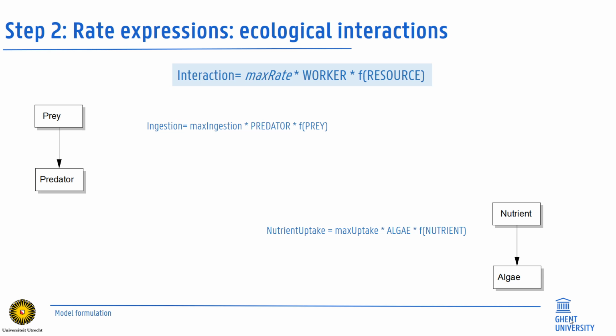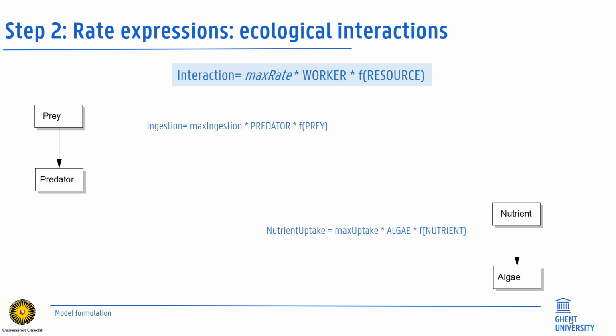The interaction is thus always a product of the max rates, the worker availability, and the limiting term, which on its own is a function of the available resources. So for predation, ingestion equals the max ingestion rate of the predator times their availability times the limiting resource uptake function. For nutrient uptake by algae and other plants, the same principle holds, and the eventual rate will be a product of the maximum uptake rate, their abundance, and the limiting term again.